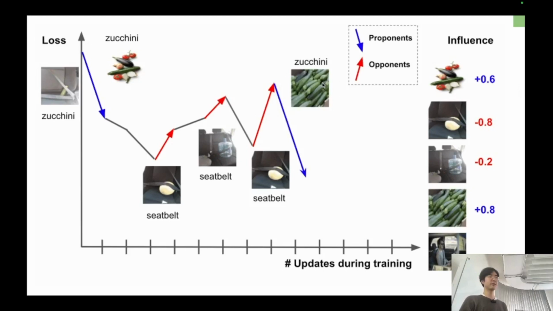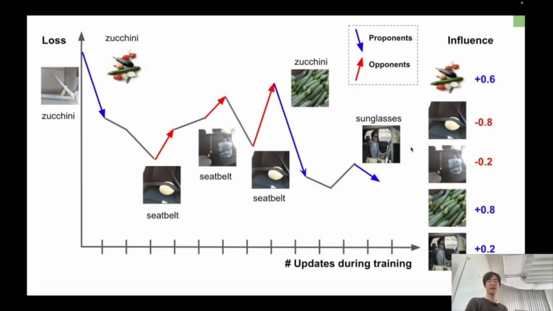Now we see another true zucchini image that's going to decrease the loss, and that's going to give a high influence value for the correct prediction for this test image. And we have a rather unrelated case here, which is still in the car, but it doesn't show any seatbelt. Well, it shows a seatbelt somewhere right here, but still the label is sunglasses. So this is not hindering or helping the prediction of zucchini in the test image. So the influence is positive, but rather small.